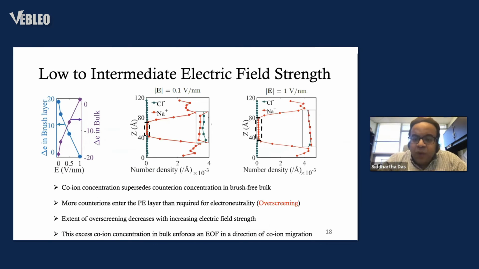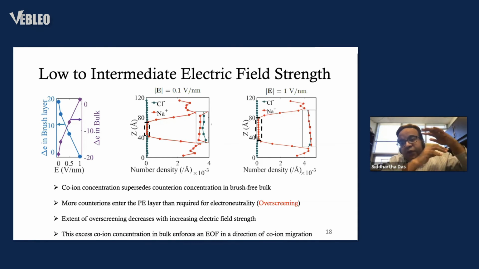For that, we first study the ion distribution inside and outside the polyelectrolyte brush layer at different electric field strengths. And what do we find? We find that for low to intermediate electric field strength, there is a phenomenon of overscreening inside the polyelectrolyte brush layer. So what is overscreening? Imagine the polyelectrolyte brush is negatively charged. Let's say, just for the sake of a number, the total charge is minus 100 electronic charge.